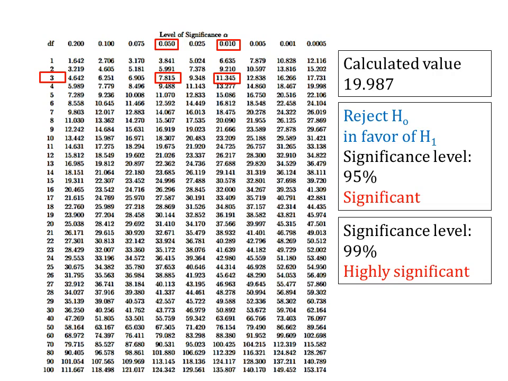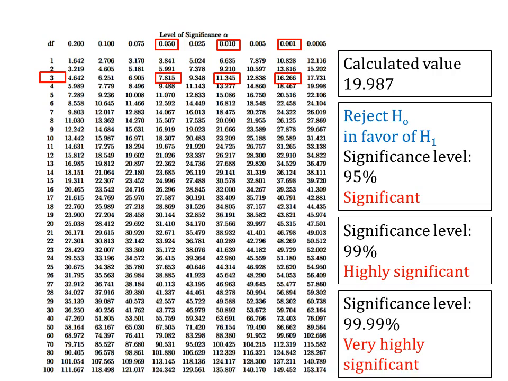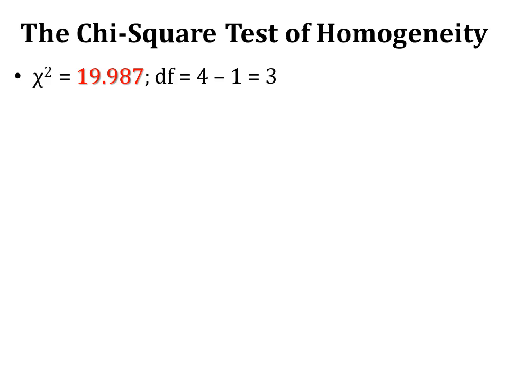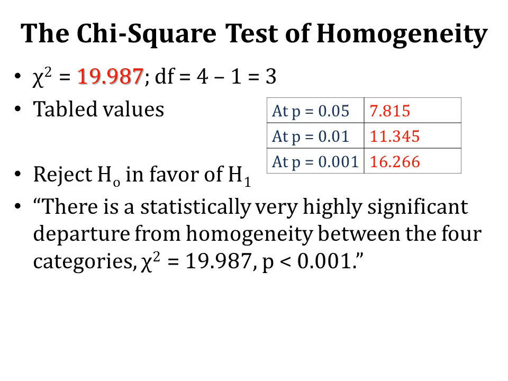And now we move on to the next level of critical probability, which is 0.001, and here we can see that our calculated value is also greater than this value. This is 16.266, the table value at the 0.001 significance level of 99.99%. So our results are very highly significant: there is a 99.99% probability that our null hypothesis is false, right? So the probability of the null hypothesis being true is less than 0.001. Therefore we reject the null hypothesis and accept the alternate hypothesis.